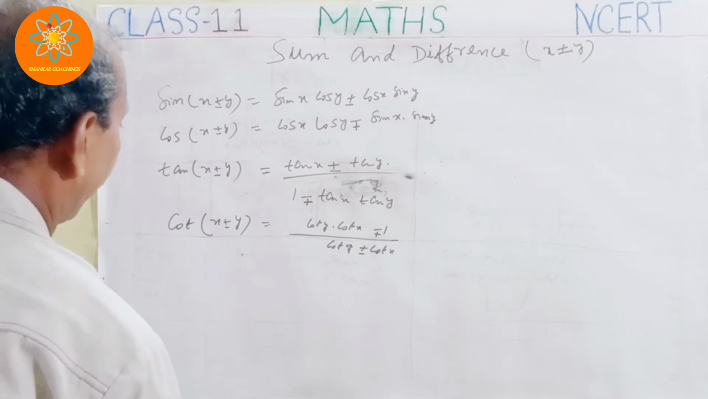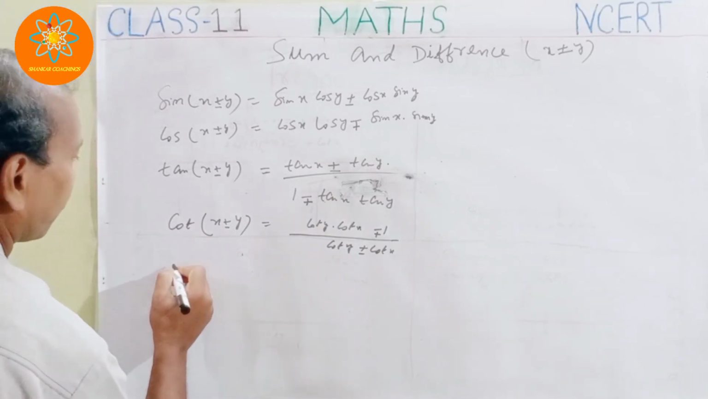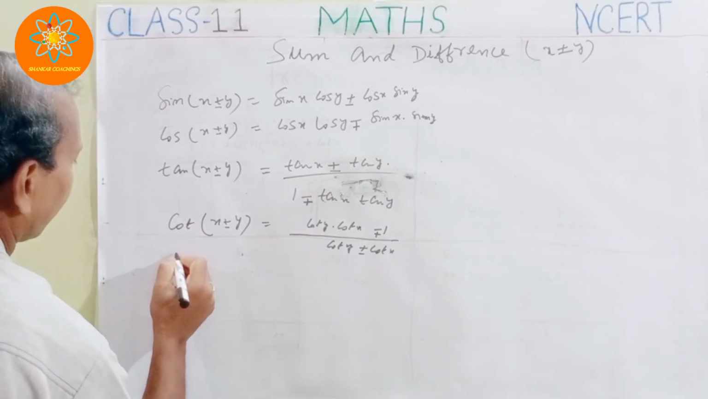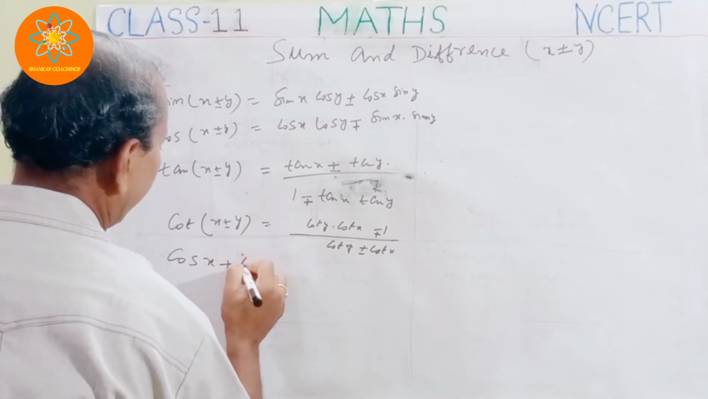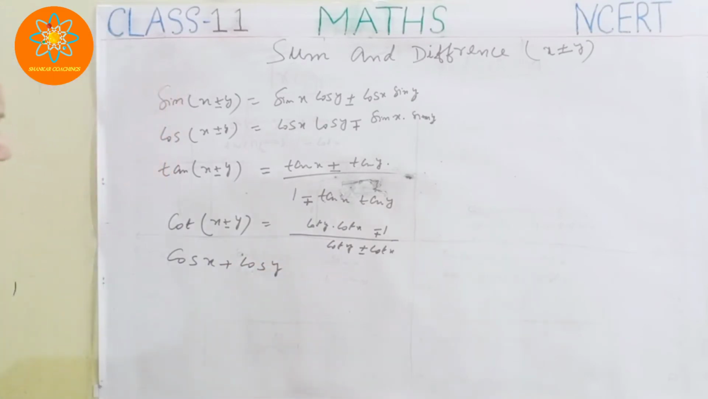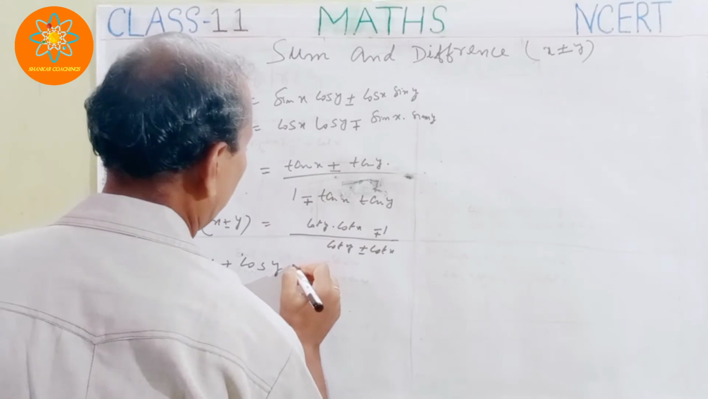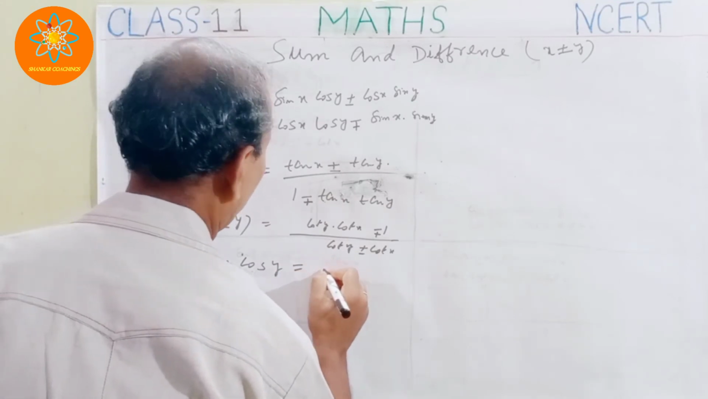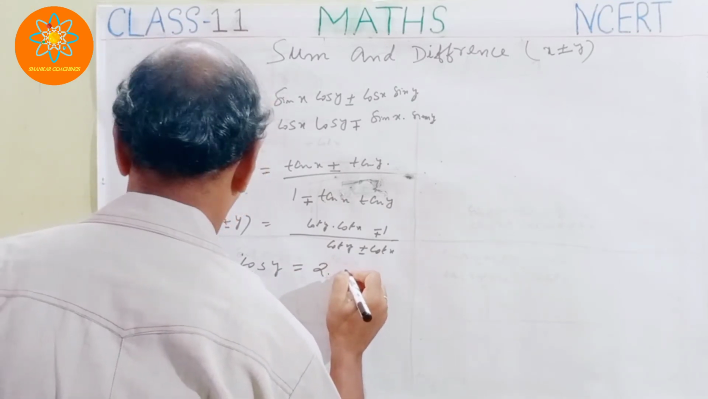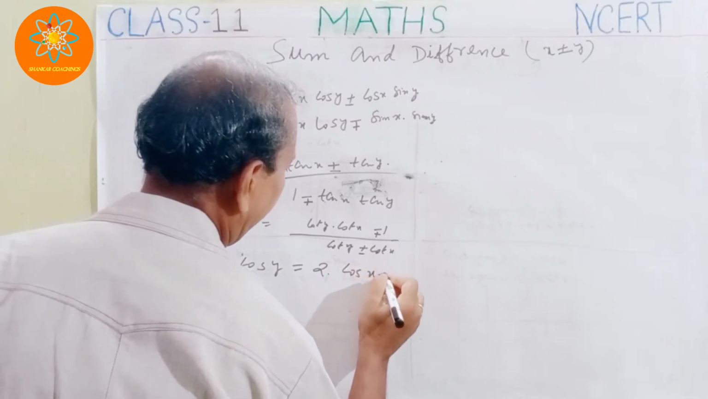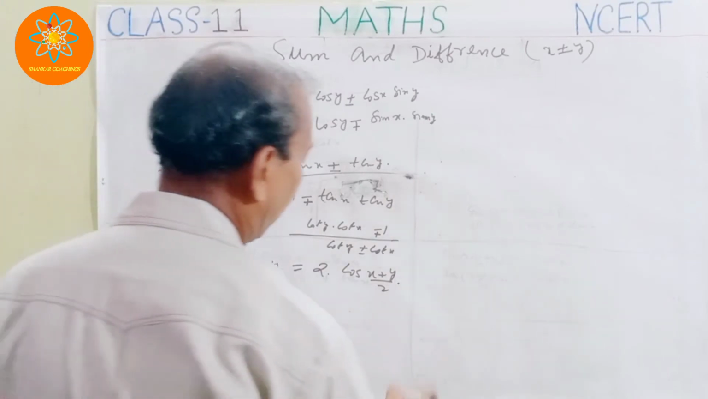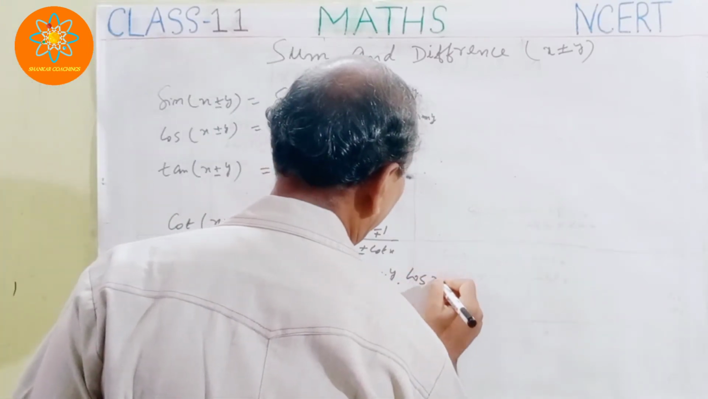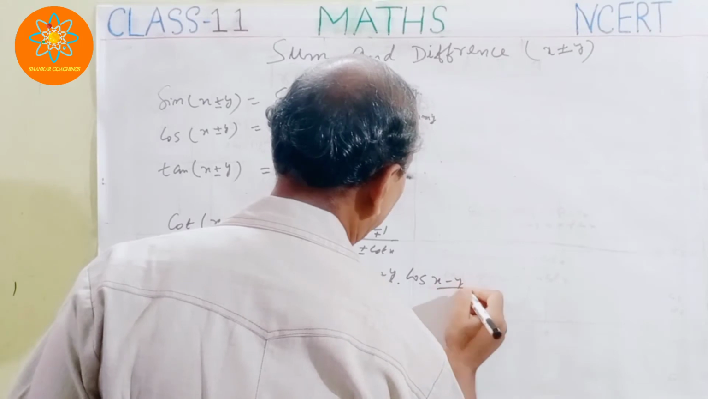Let's suppose next I have cos x plus cos y. So cos x plus cos y is equal to how much? This is equal to 2 into cos((x plus y) by 2) into cos((x minus y) by 2).